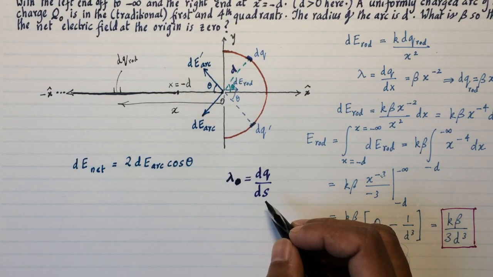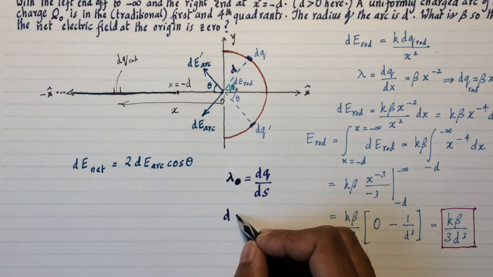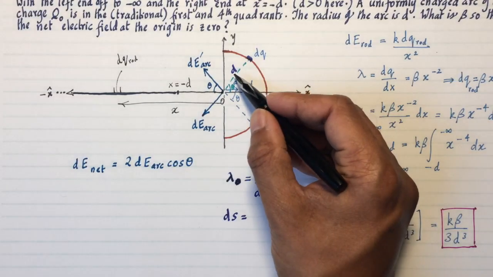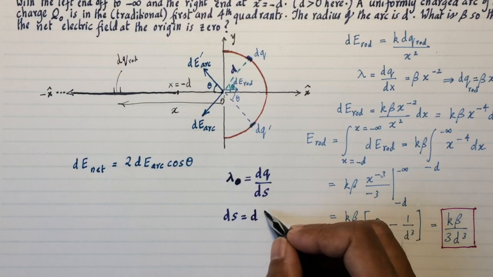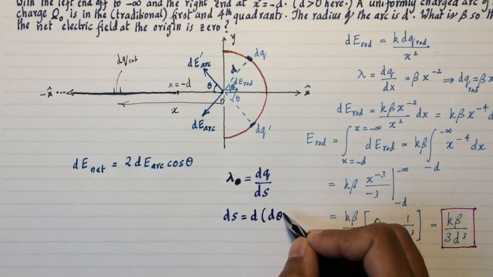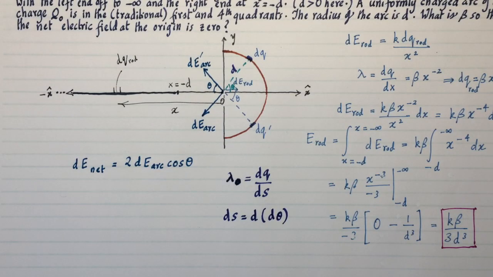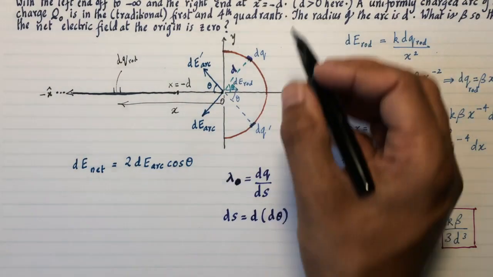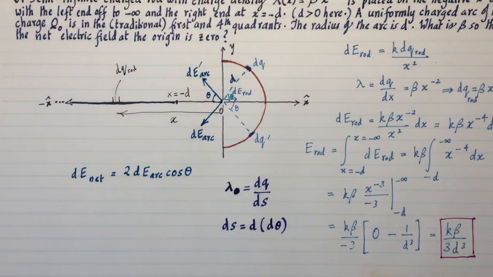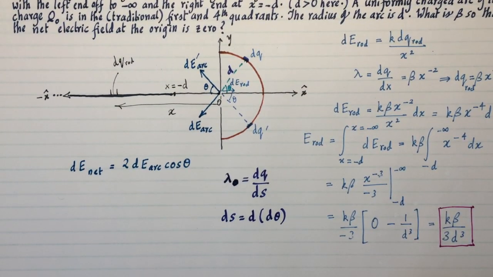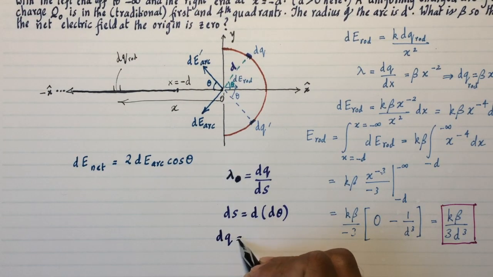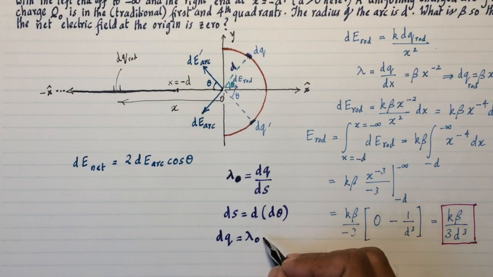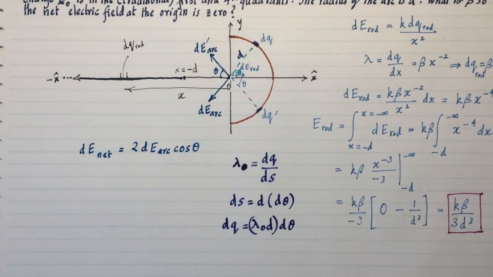So by arc geometry, I have ds equals the distance d, and this is where it's going to get really bad, times the angle, which is d theta. So in retrospect, I should have called that capital D or something, just to make this a little nicer. But it's too late. Let's go with this. So I'll get dq equals lambda naught ds, and that's lambda naught d together times d theta. So it doesn't look that bad.